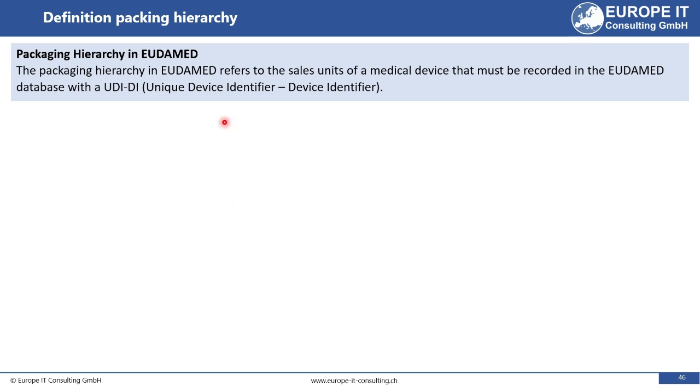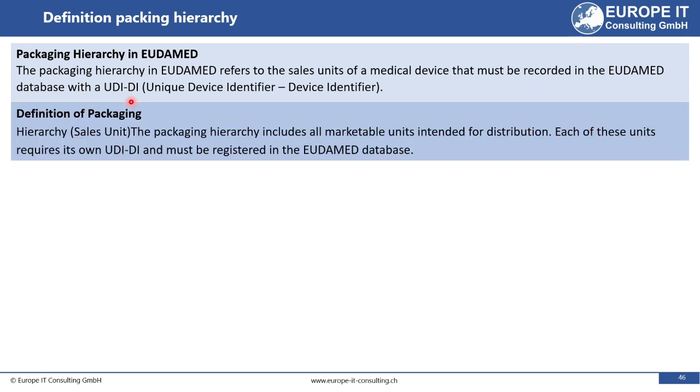The packaging hierarchy in EUDAMED refers to the sales unit of a medical device that must be recorded in the EUDAMED database with a UDI-DI. So we're talking here about sales unit, not about transport unit. A transport unit is just an outer package which serves for putting all the sales units together and transporting them, for example in a car or something else.